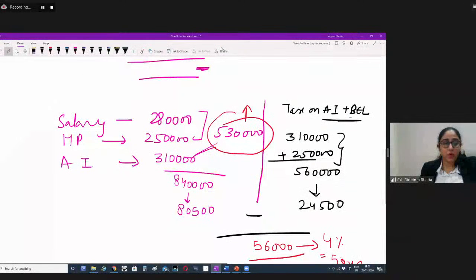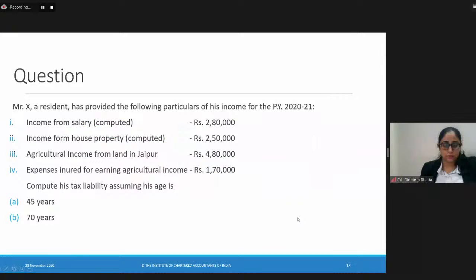So please now can you all confirm me the answer of the same question by solving it for 70 years of age? Same question for 70 years of age, please. Quickly.